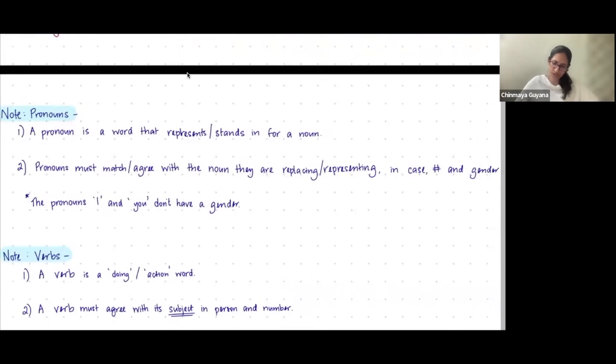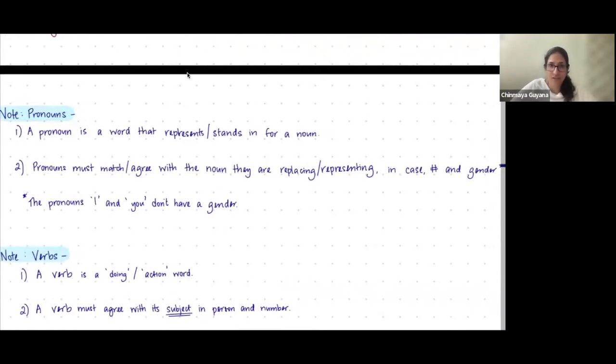Pronouns. You know, the thing with notes is if you understand the concept, then the note is a formality. And if you don't understand the concept, then the note is just words. So try to understand the concept. See if you understand these sentences now. A pronoun is a word that represents or stands in for a noun. That makes sense? So you take out a noun from a sentence and you put a pronoun instead. Pronouns must agree with the noun they are replacing or representing in case, number, and gender.